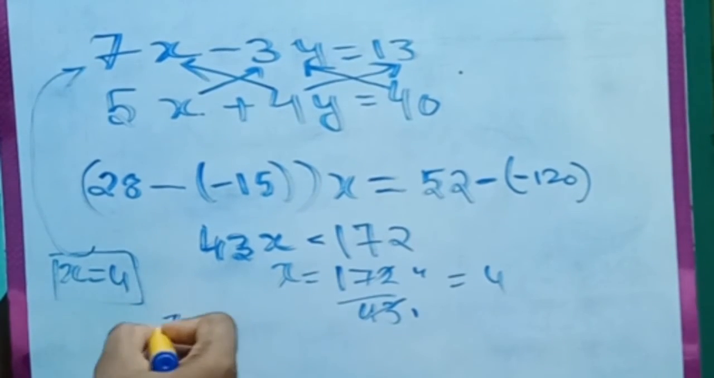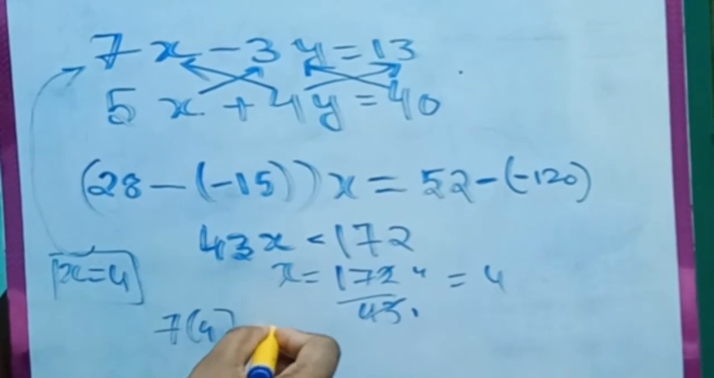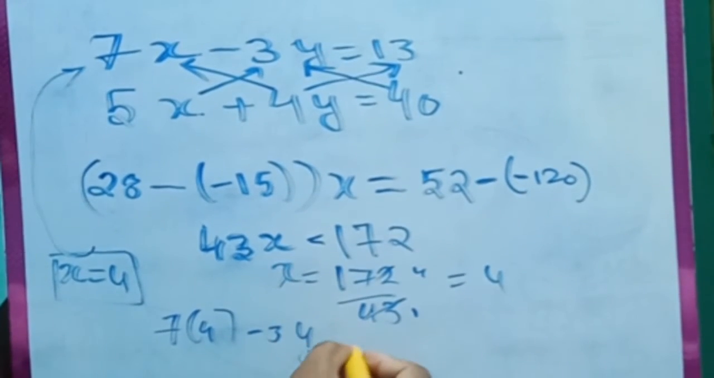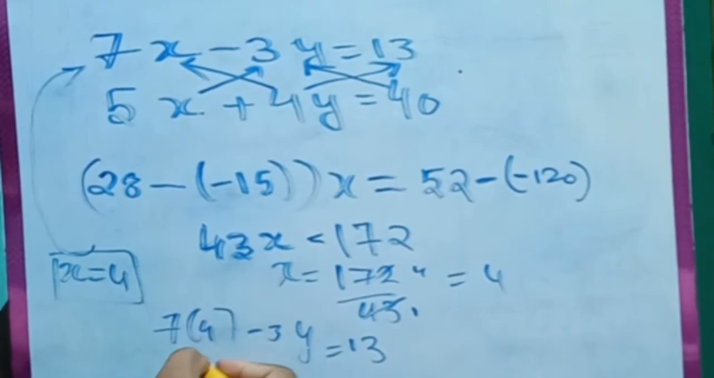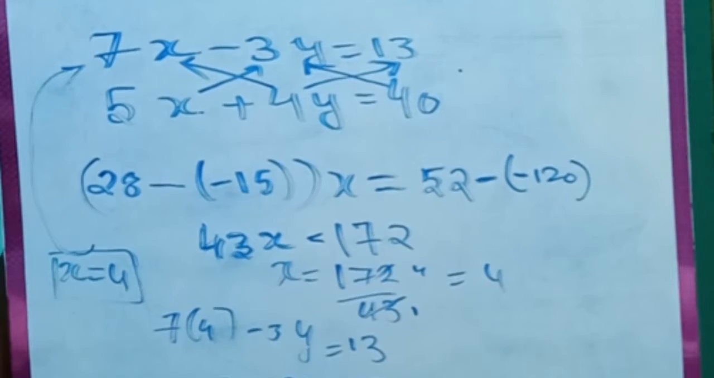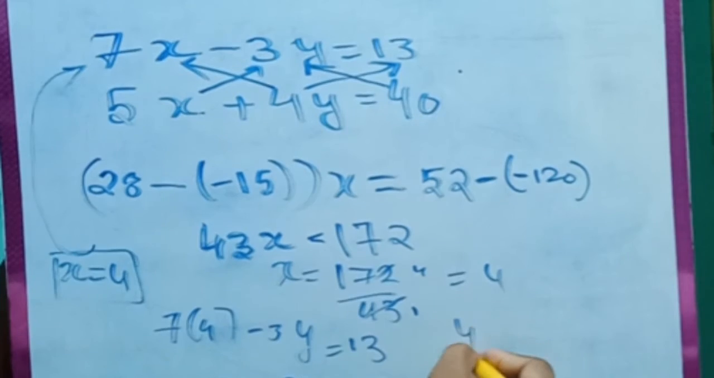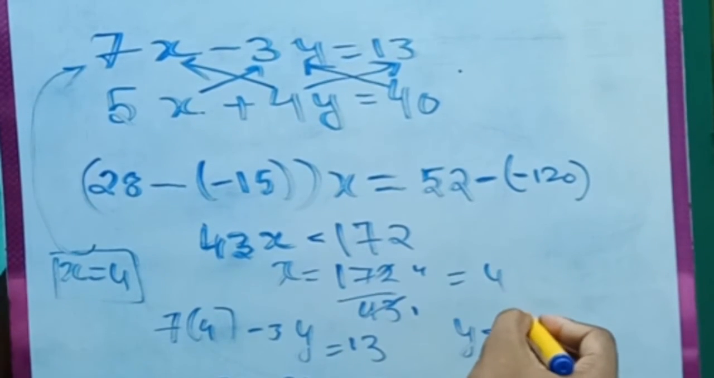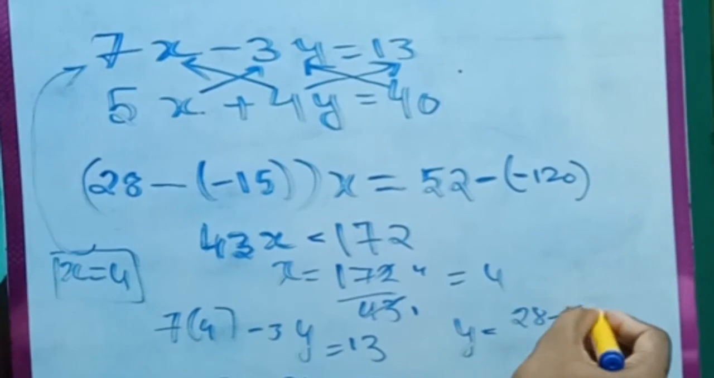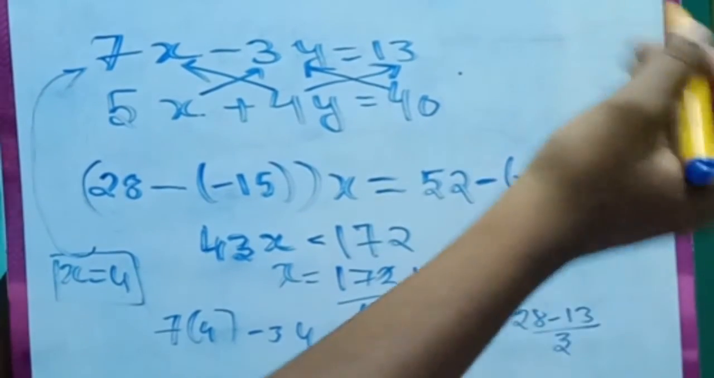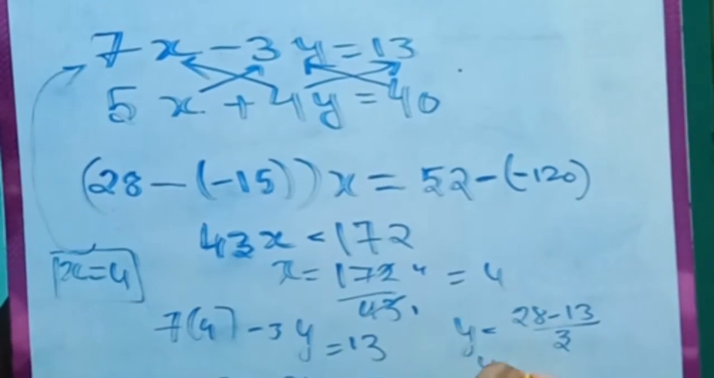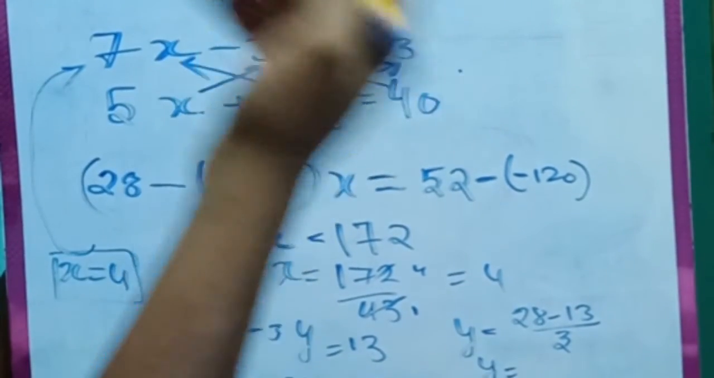7 into 4 minus 3y equals 13, right? 28, you will get 28. So 28 minus 3y equals 13. If you transfer 13 over here and y over here, what will you get? y equals 28 minus 13 divided by 3. You know this further calculation, I'm just solving it for you. Once you find the value of x, just substitute in one of the equations and you will get the rest.